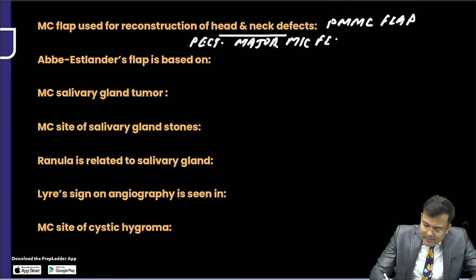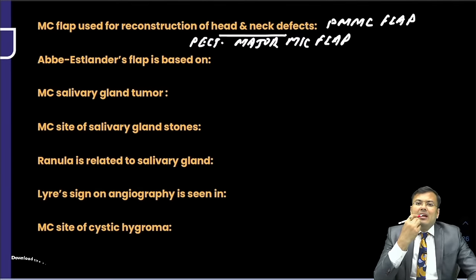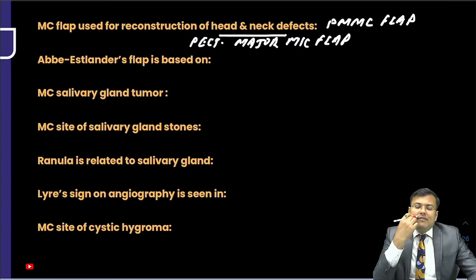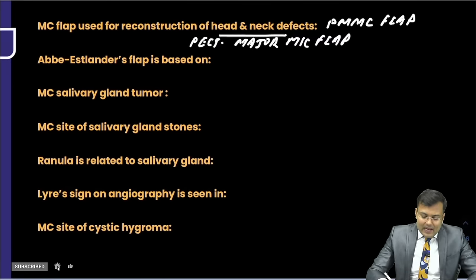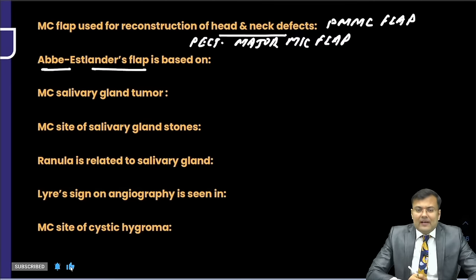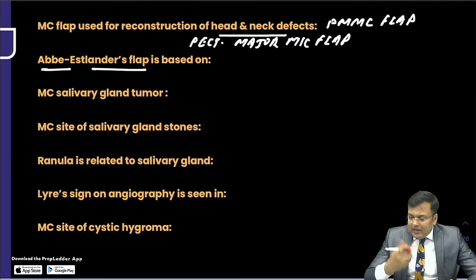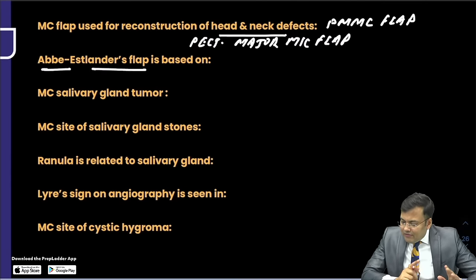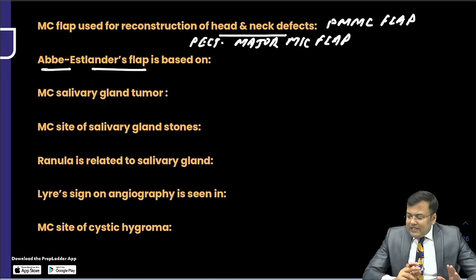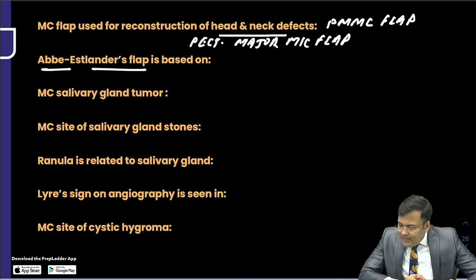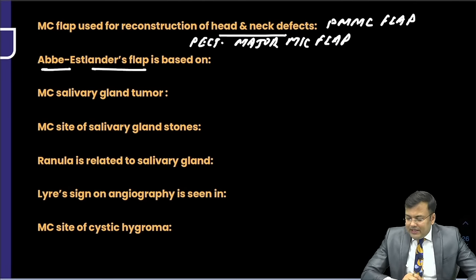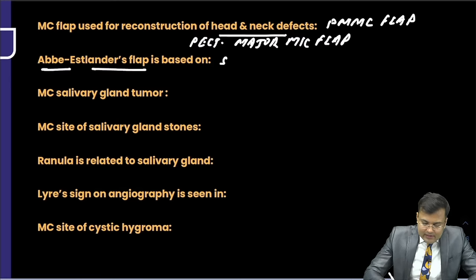Next question. If a patient has carcinoma lip, we go for excision of this carcinoma and we use a flap from the upper lip. This is a cross lip flap. What is the name of this flap? Known as Abbe-Estlander flap. It is based on which artery? Superior labial. Very good, Tripathi G. It is based on the superior labial artery.